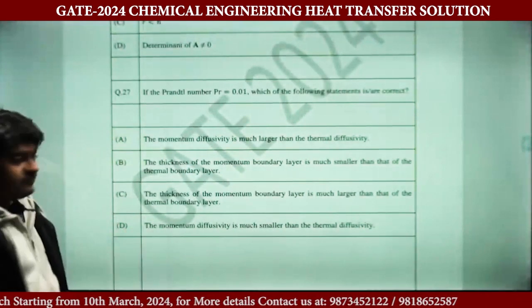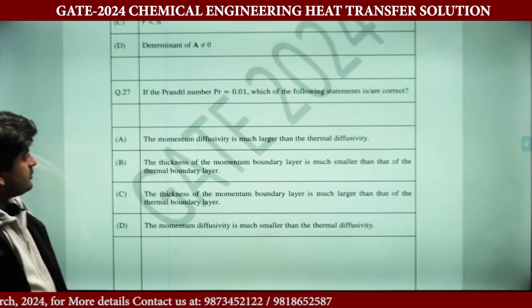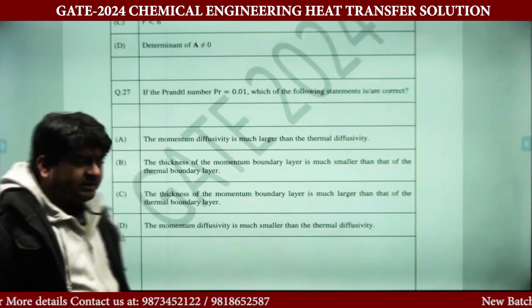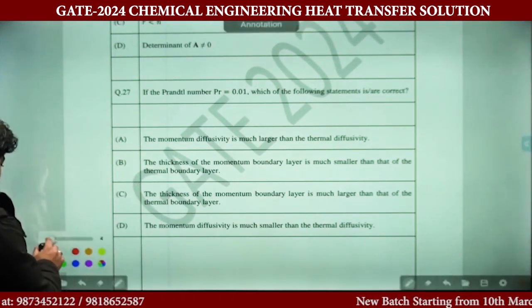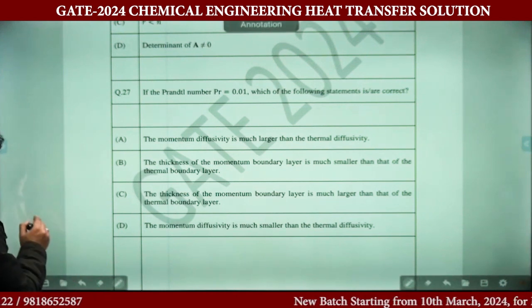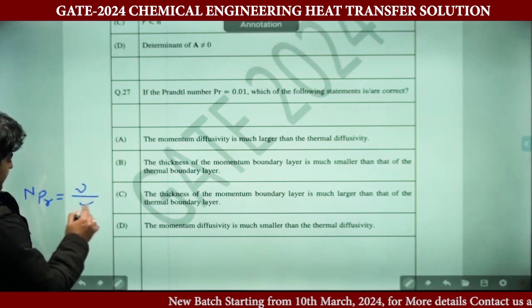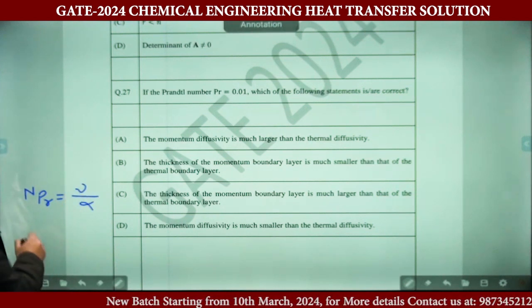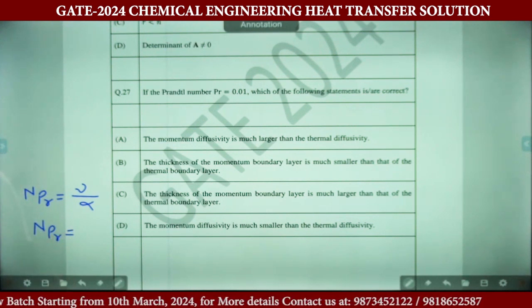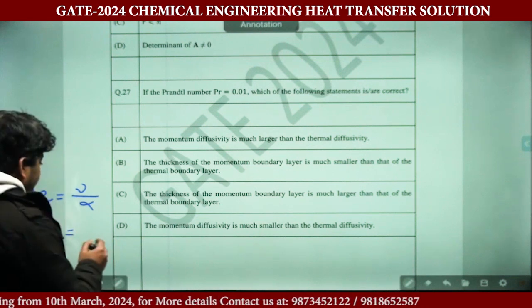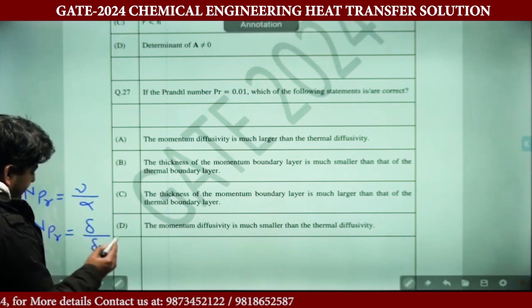This was the question for 1 mark MSQ. For Prandtl number equal to 0.01, which one of the following statements is true? So all of us already know that Prandtl number in heat transfer can be defined as the ratio of momentum diffusivity to the thermal diffusivity. Or based on boundary layer theory, we can also define this as the ratio of hydrodynamic boundary layer thickness to the thermal boundary layer thickness.